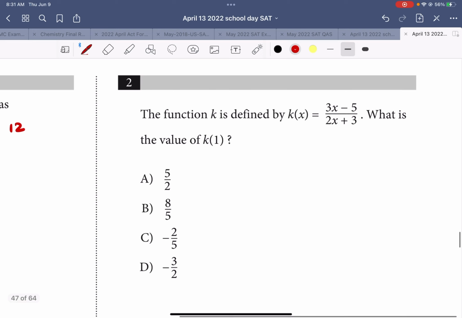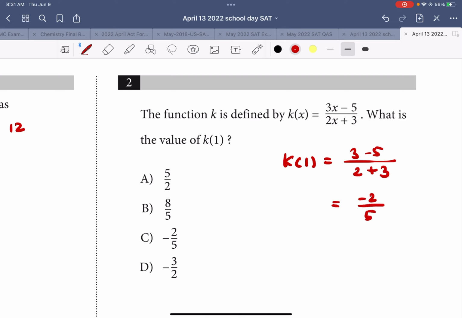Number 2. The function k defined by k of x is (3x minus 5) over (2x plus 3). What is the value of k of 1? So you plug in 1 for x. So 3 times 1 is 3, minus 5, over 2 times 1 is 2, plus 3. So negative 2 over 5. So the answer has to be C.